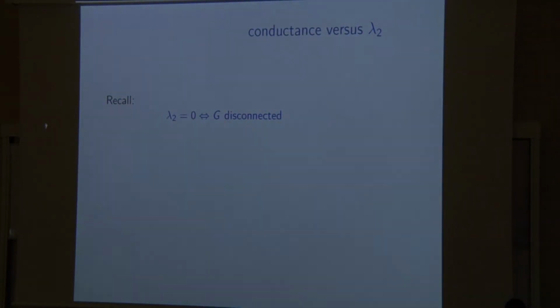Now, the reason I introduced this measure is that one can say it characterizes the cases in which the second smallest eigenvalue of a graph is 0. Because lambda 2 is 0 if and only if G has 2 or more connected components, meaning it's disconnected. And that happens if and only if the conductance is 0.